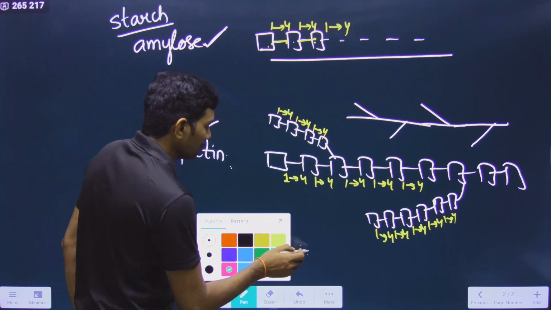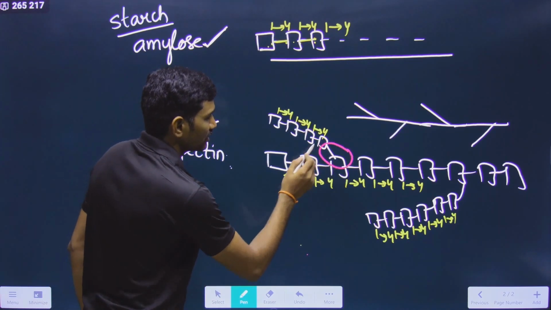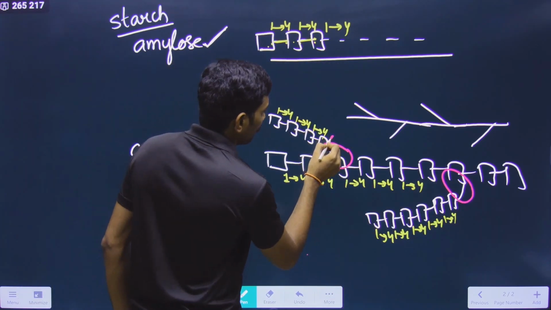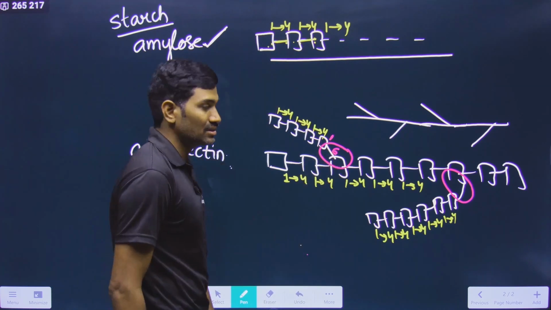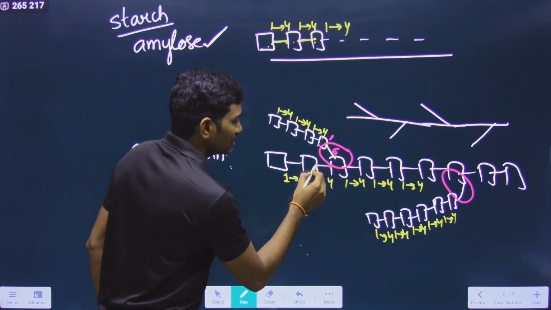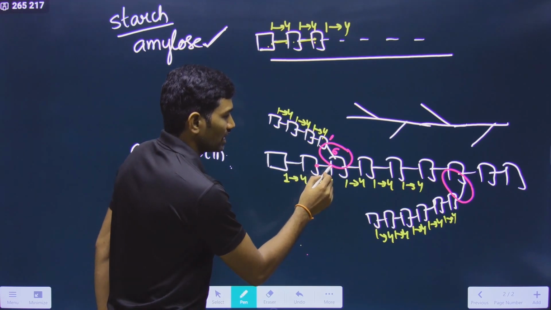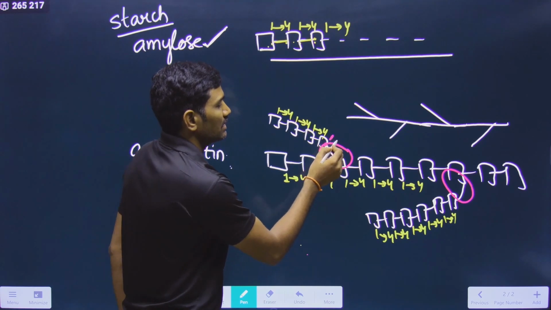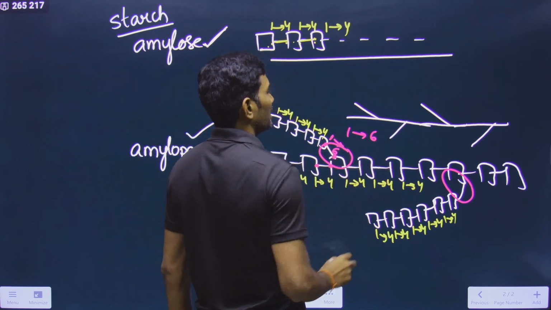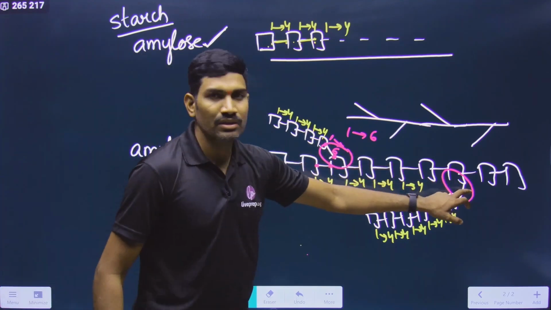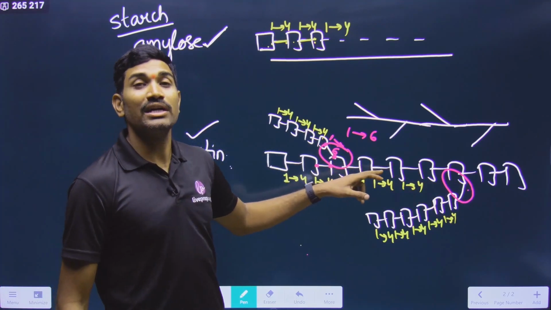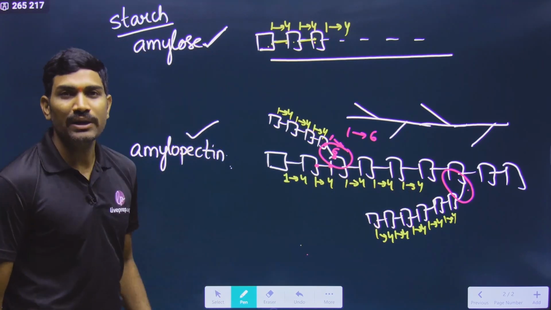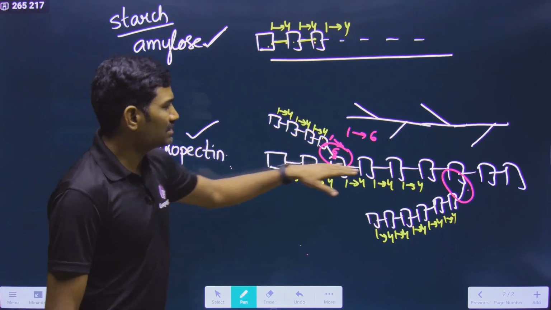But wherever there is branching, this point is called a branch point. At the branch point, what is the bond? 1 of this and 6 of this. Why 6 of this? Because this 4 is already bonded with this one. This 1 and this 4 are already in bonding, so this 1 bonds with carbon 6 of this. That's why it is 1 to 6. The 1,6 bonding is present only at the branch points. So the branch point bonding in the case of starch, specifically amylopectin, is 1,6. In the normal chain, what is the bonding?